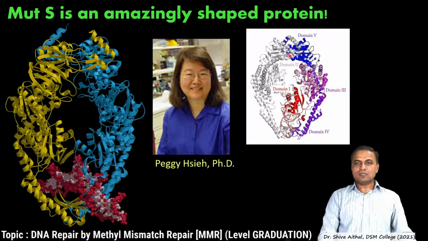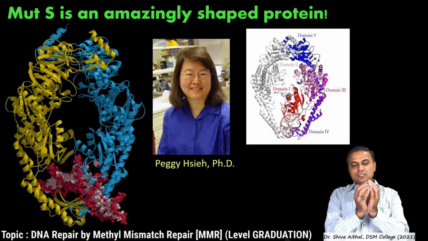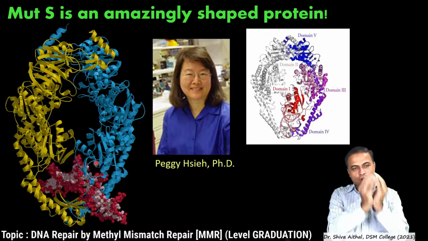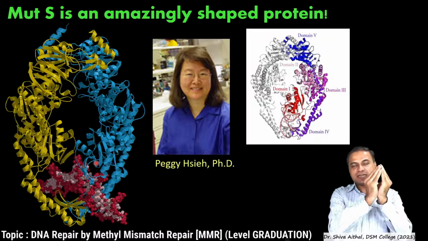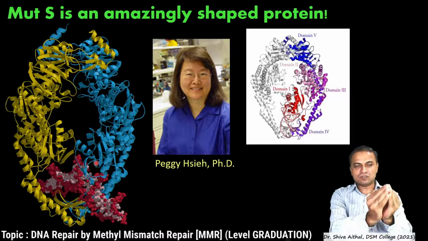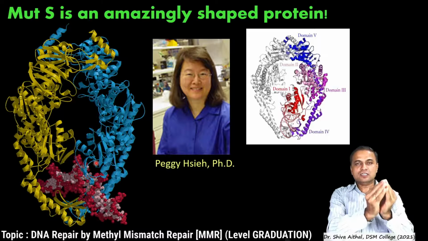This is domain 1, 2, 3, 4 and 5. So each color is showing a domain, and this is the DNA. This ball model is the DNA, which is a substrate for this protein, and it fits into it. As it goes, it halts there. It has a specific shape where it can sense the distorted DNA, and it will stop at the point of distortion.